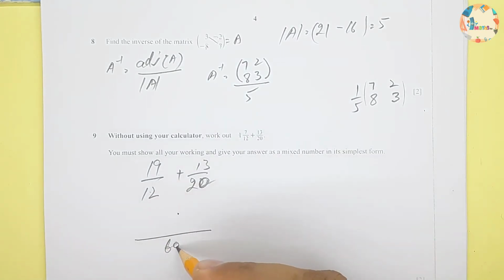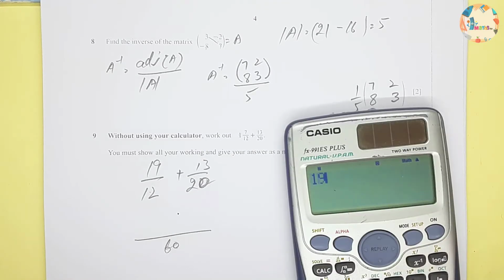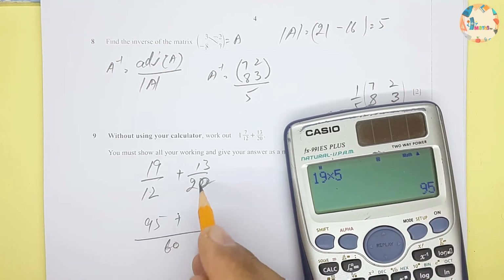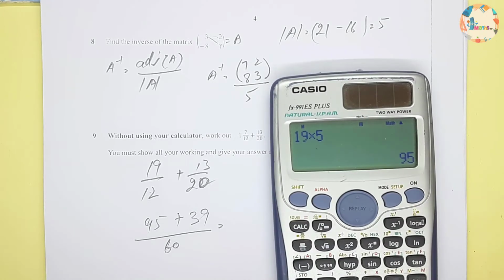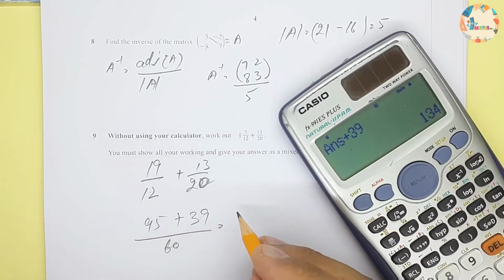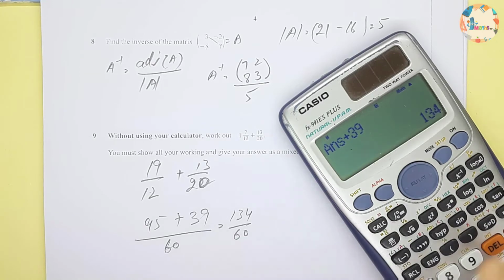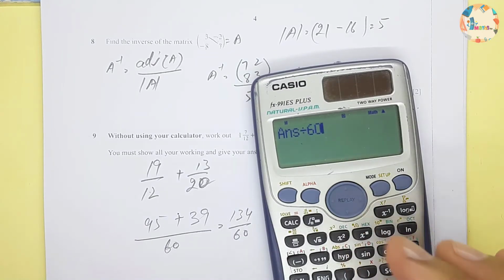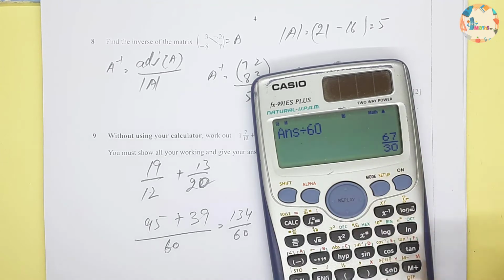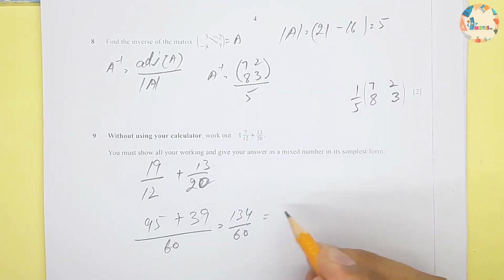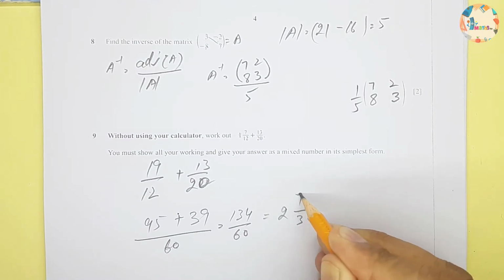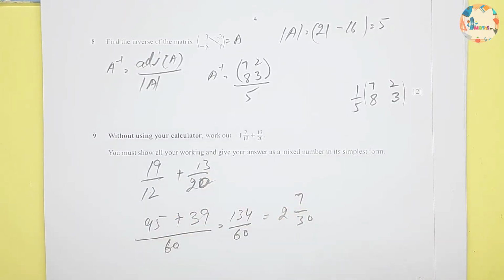So 12 fives are 60, and 19 into 5 will be equal to 95, plus 20 threes are 60, so this will be 39. So 95 plus 39 will be 134. So 134 over 60, divided by 60 will be equal to this one, and in mixed fraction this will be 2 whole 7 by 30. So 2 whole 7 over 30. We have used the calculator, but we have shown all the working, so this will be acceptable.